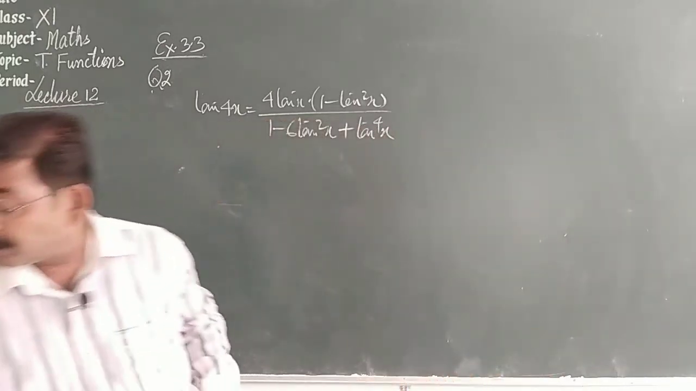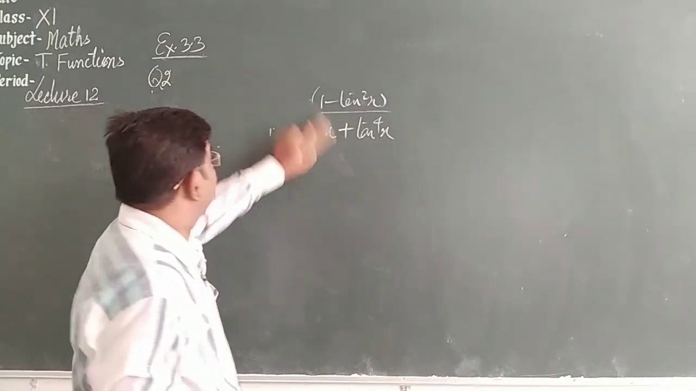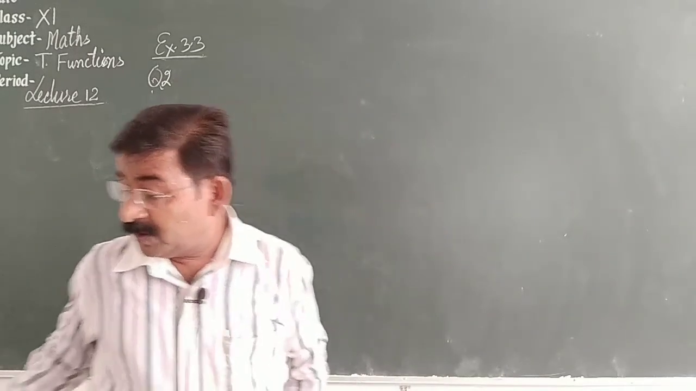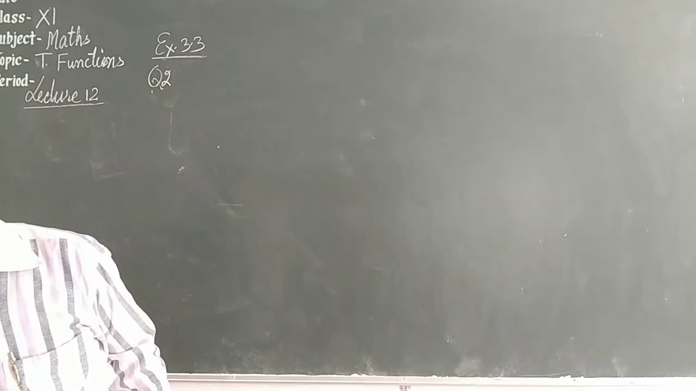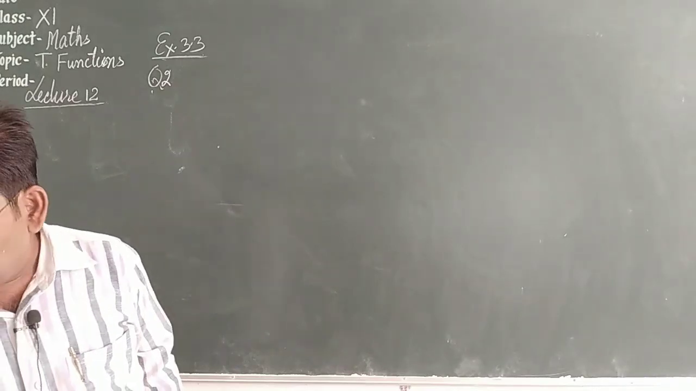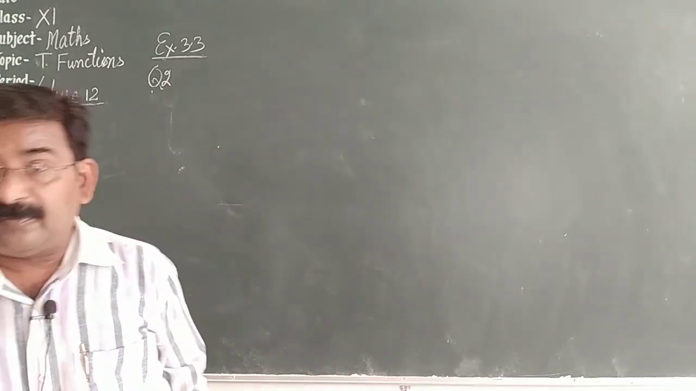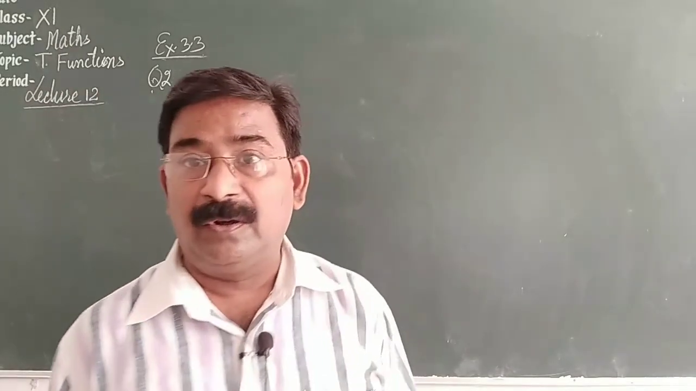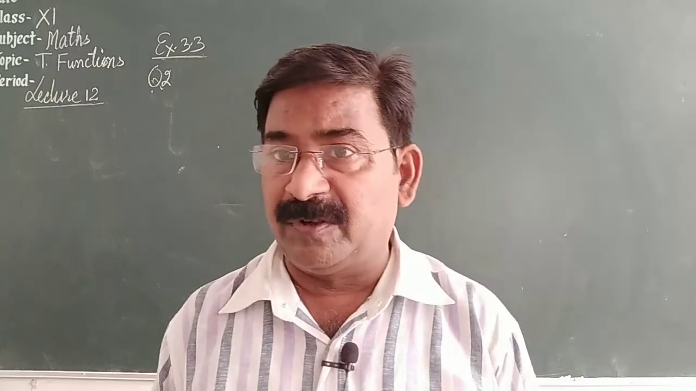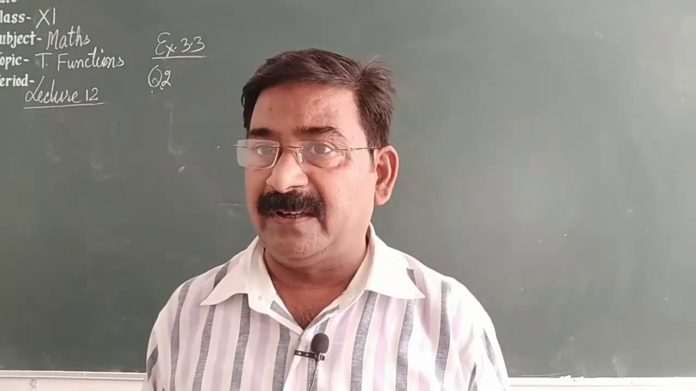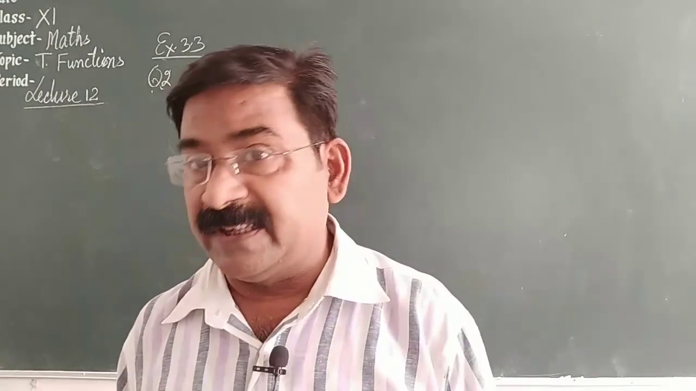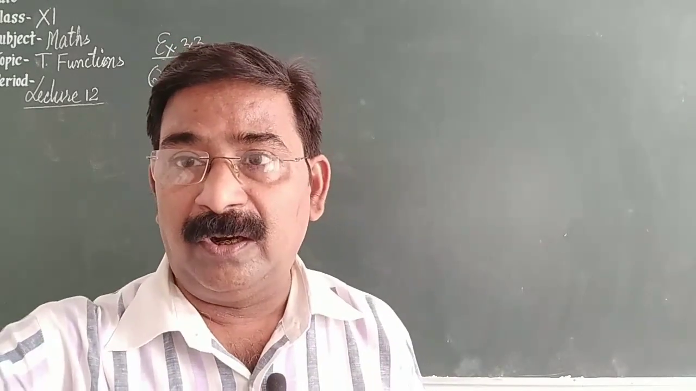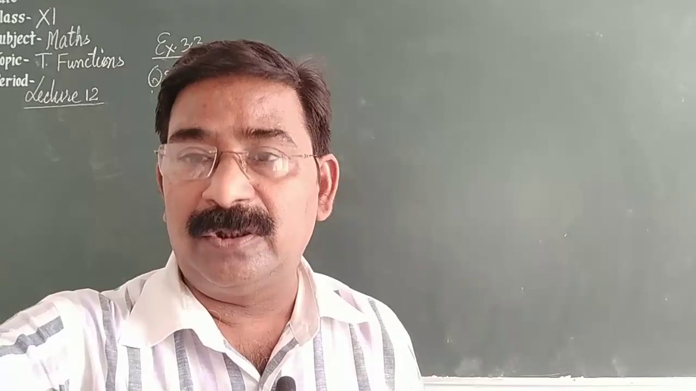Got it? Now let's see question number 24 and 25. You will try yourself. If any doubt, you may contact me on my WhatsApp. Got it? Because two questions are simple questions. Cos 4x, you can break that as 2 into 2. Cos 6x, you can break this into 3 into 2 or 2 into 3. Got it? So you can solve this.